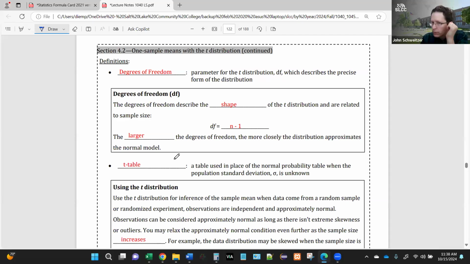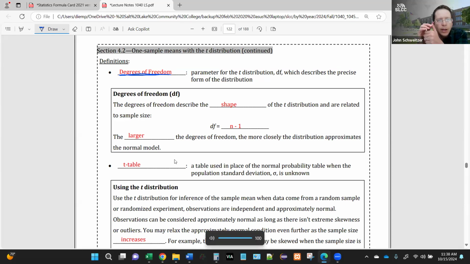Probably the most unusual aspect of the t distribution is this thing called the degrees of freedom. Like I was telling you earlier, stats is filled with all of these unusual terms and quirky sounding definitions. The degrees of freedom is simply a parameter that describes the precise form of the distribution. It's related to the sample size, and there's a formula for it. The degrees of freedom is simply the sample size minus 1.